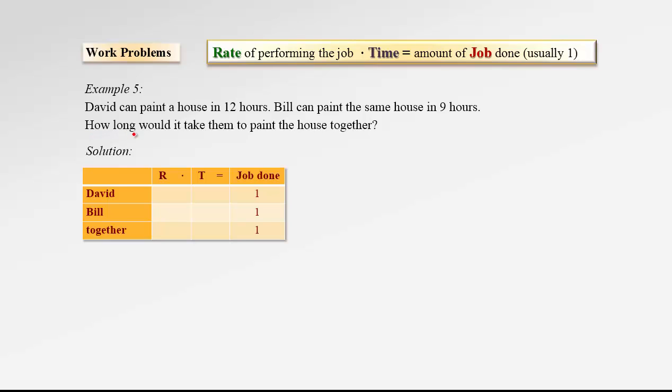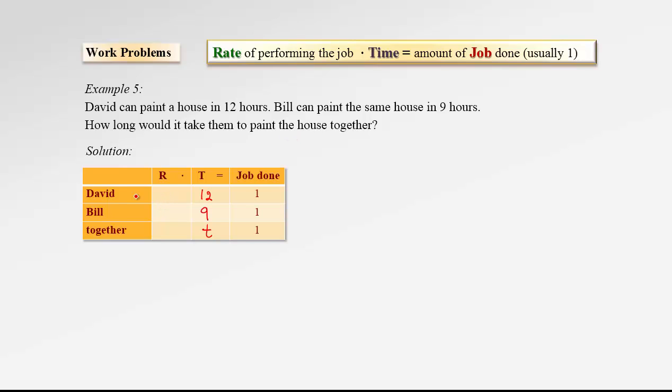Since the question asks how long it will take them to paint the house together, the variable we are after is in this box. It's the time for together. Let's call it t. What else do we know? David needs 12 hours, so 12 goes here. Bill needs 9 hours, so 9 goes there. Okay, so we have all the information that was given in the question.